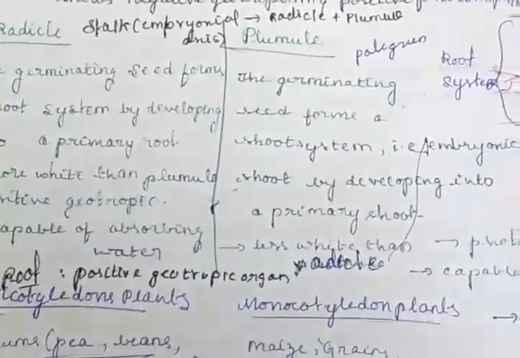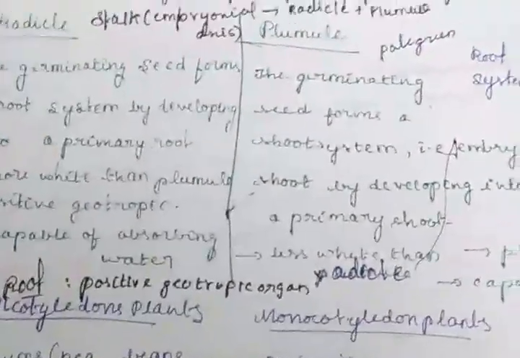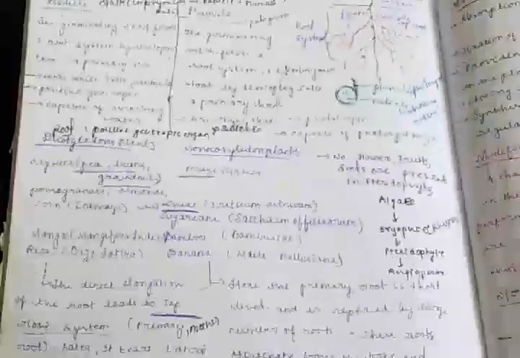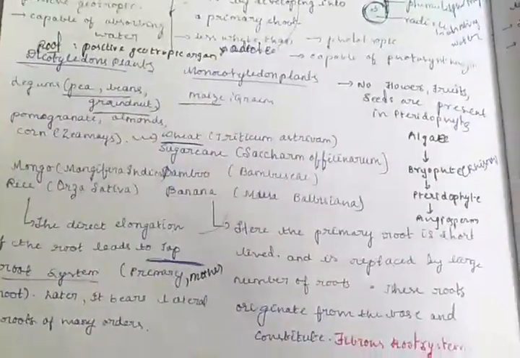Radicle is capable of absorbing water. It has the same functions as that of a root, whereas plumule has the functions of a stem. Okay, going to the next thing, that is dicotyledonous plants.